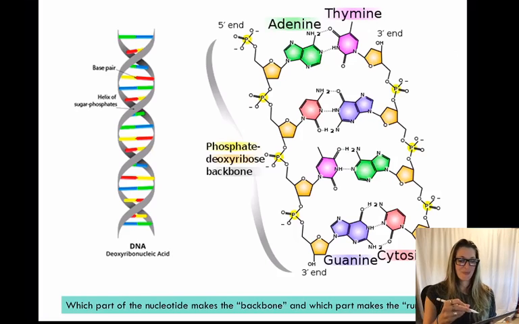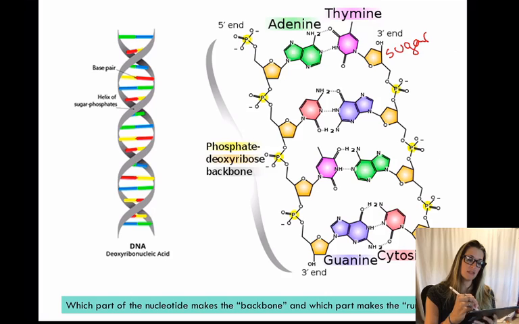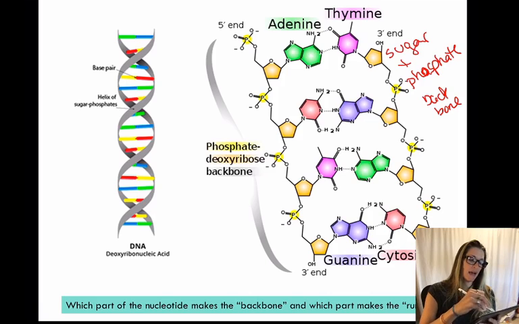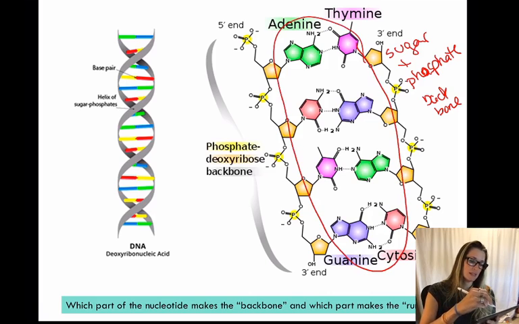All right, so hopefully what you came up with was that the sugar plus the phosphate make up the backbone, and that the bases make up the rungs.